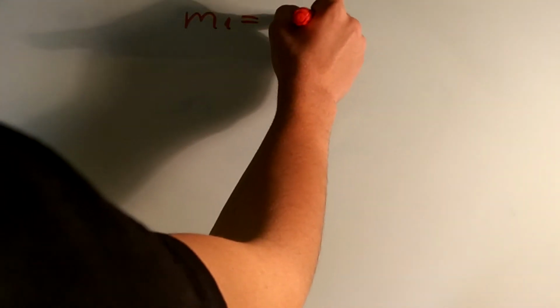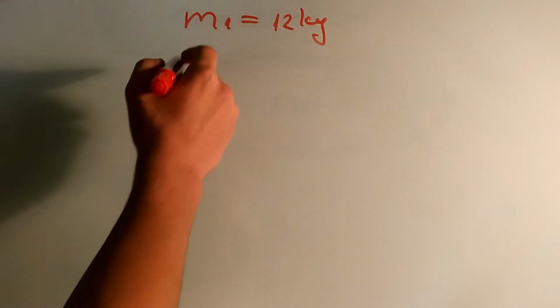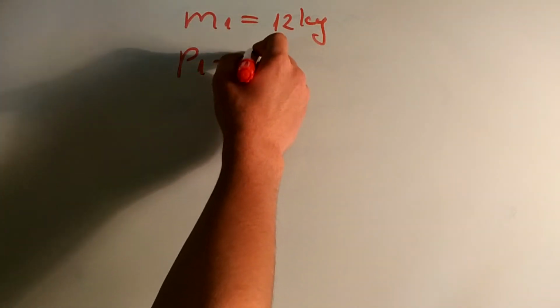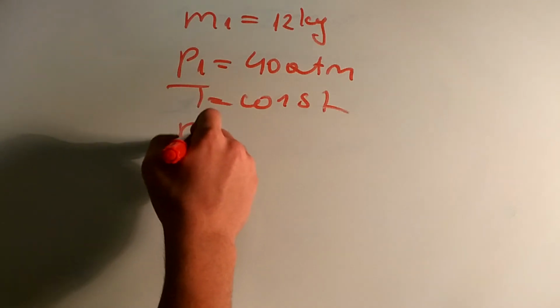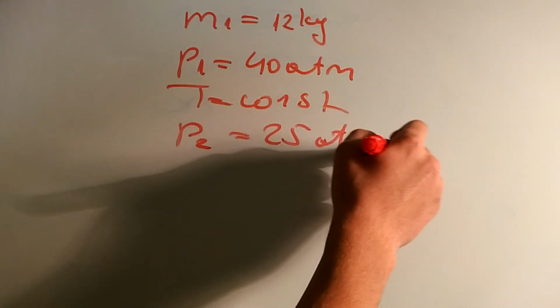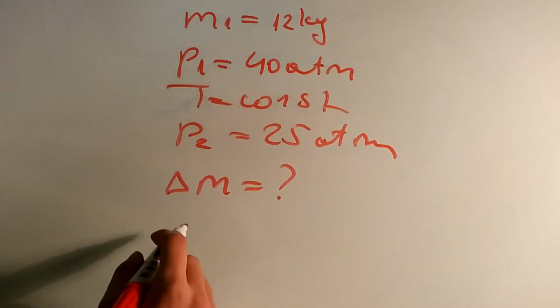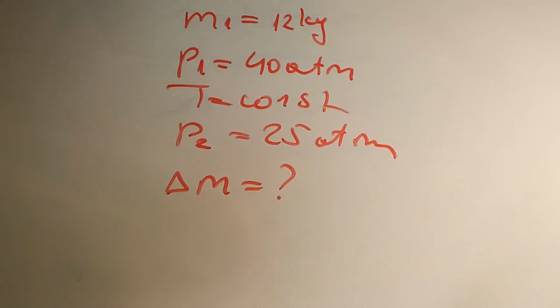Okay, now in this case, since in both cases we're talking about gauge pressure, we're not going to convert, or calculate the absolute pressure, since it is not important in this case. So let's see what we have. M1, or the initial mass, is 12 kilograms. Then P1 is equal to 40 atm. Then temperature is constant. P2 is equal to 25 atm, and we're looking for delta M, or the amount of gas in kilograms that's going to be extracted from the tank.